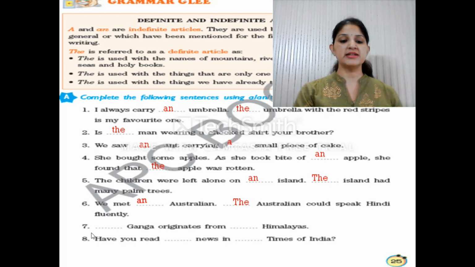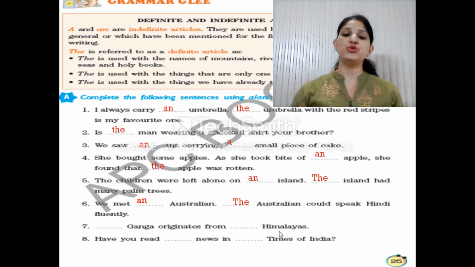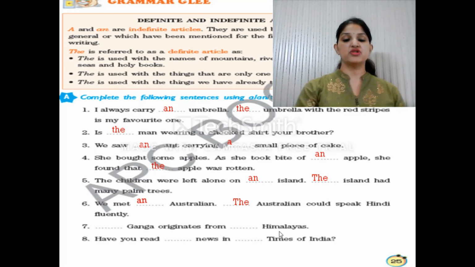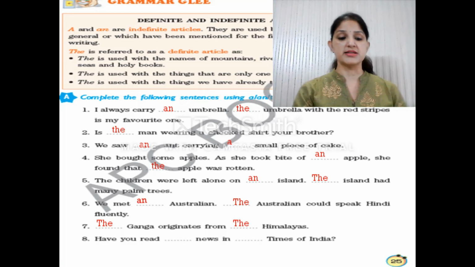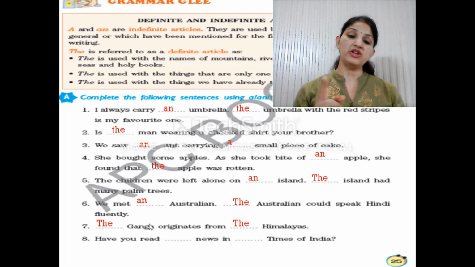Now let us see the next sentence. Dash Ganga originates from dash Himalayas. So I told you when we are talking about rivers or the Himalayas or mountains or any thing that is one of its kind, we will be using the. So in both the things here we will be using the. The Ganga originates from the Himalayas. Okay. And one more thing, the is used where there is a plural noun also. We can use the with the plural also, whereas we cannot use a and an with plurals.